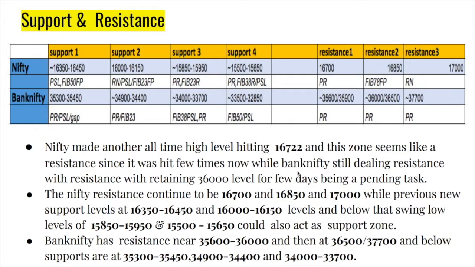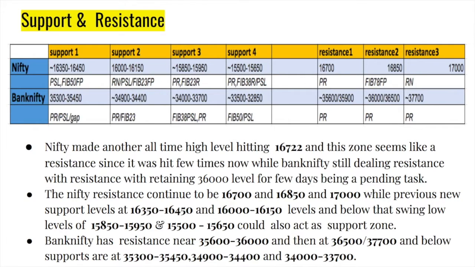Now the support and resistance levels can be seen clearly here. 16,350 to 16,450 is a new zone of support that the Nifty has. After that you have 16,000 to 16,150, the second level of support on the downside. 16,000 is a round number, and that band is a previous swing low level, also a Fibonacci retracement and a Fibonacci projection. The support one is actually Fibonacci projection level 50, and it's also a previous swing low.